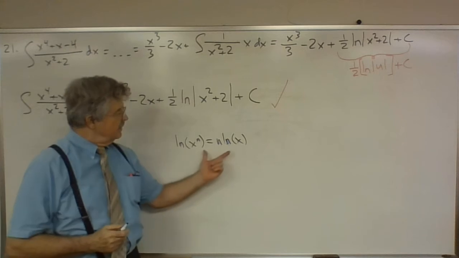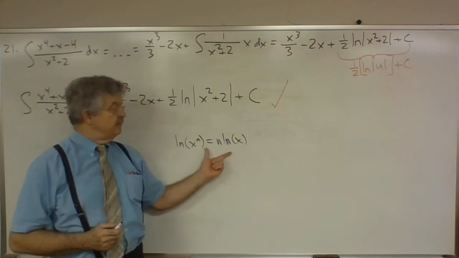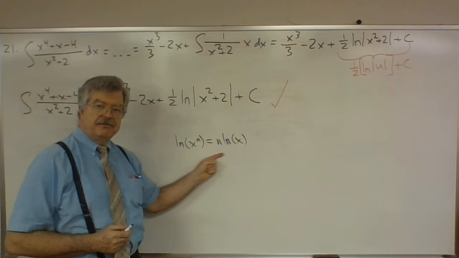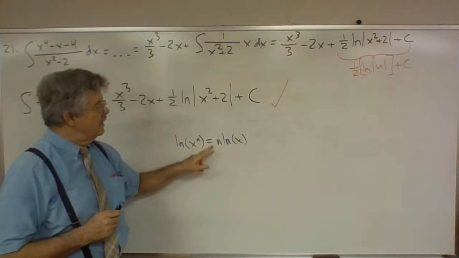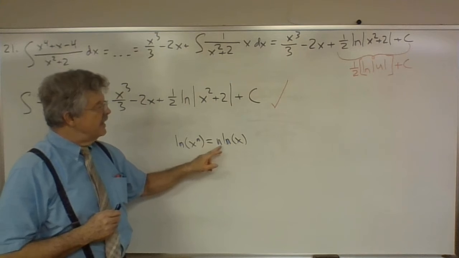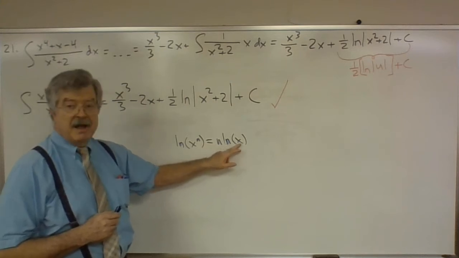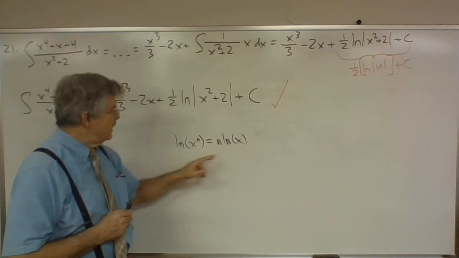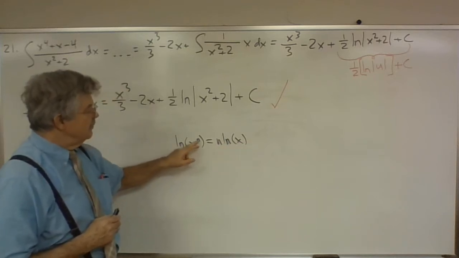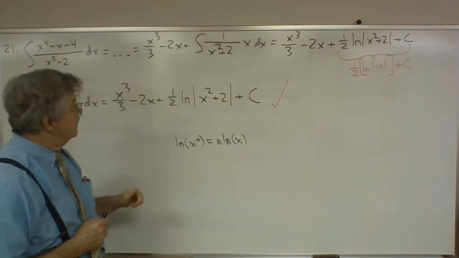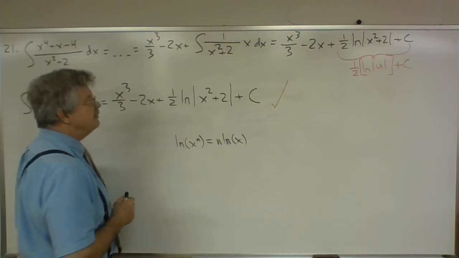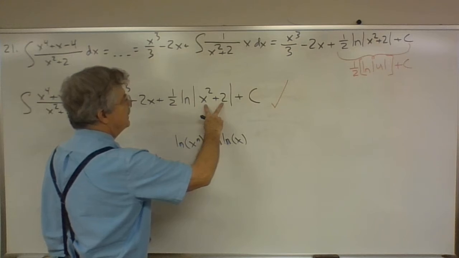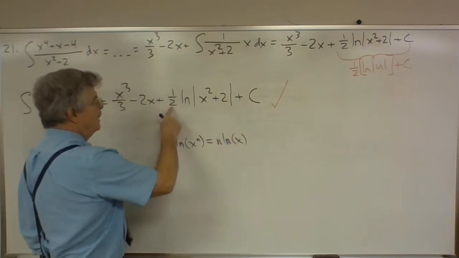Well, you know what? This is an equation, which means it goes both ways. We can read it this way, or we can read it this way. So what this property also tells us is that if we have a constant times the natural log of something, we can write that as the natural log of that something raised to the power of the constant. And that's what we have here. We have the natural log of the absolute value of x squared plus 2, with 1/2 out front.